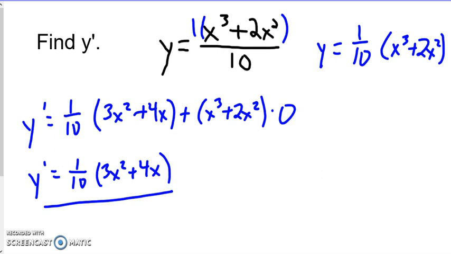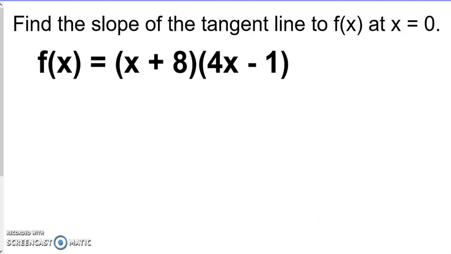Okay, let's try another one. I would like you to go ahead and pause this. We're finding the slope of the tangent line here, but I want you to find the derivative first. And then once you find the derivative, push play, check your answer, and then we'll continue along and find the slope of the tangent line to the function at x equals 0.